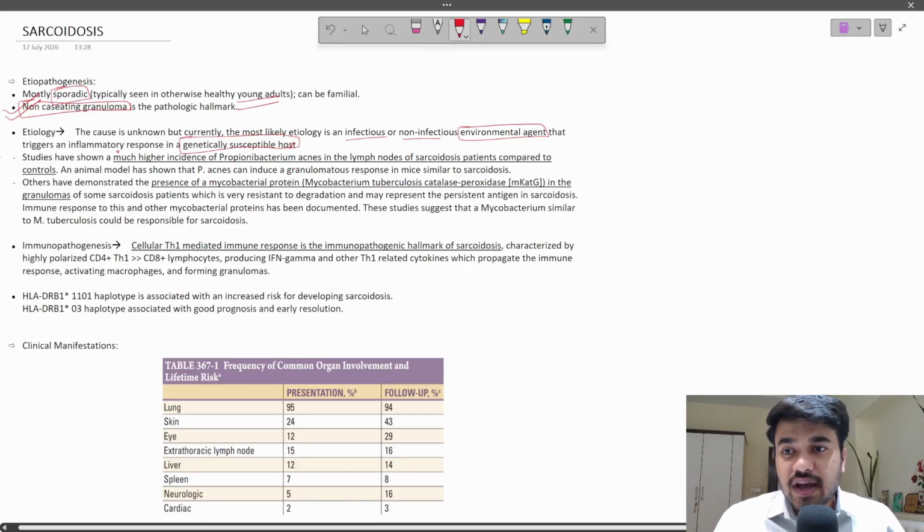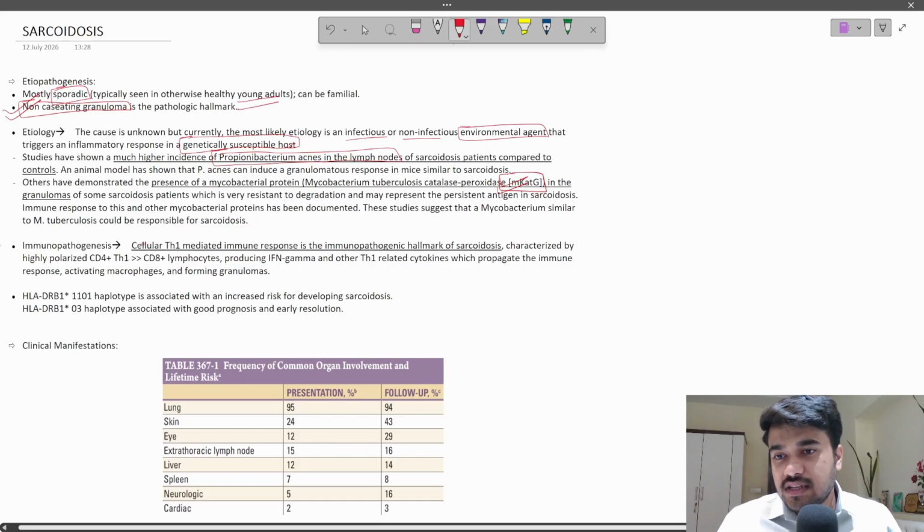Now, there are two important triggers mentioned here which might be framed as keywords in a question. First, a much higher incidence of Propionibacterium acnes in the lymph nodes of sarcoidosis patients compared to controls. So Propionibacterium acnes in the lymph nodes of patients is an important keyword here. Then, the presence of a mycobacterial protein, the MTB-associated catalase peroxidase protein, MCAT-G protein. This is found in the granulomas of some sarcoidosis patients, is very resistant to degradation, and may represent the persistent antigen in sarcoidosis. So Propionibacterium acnes and MCAT-G protein can be important keywords as far as sarcoidosis pathogenesis is concerned.